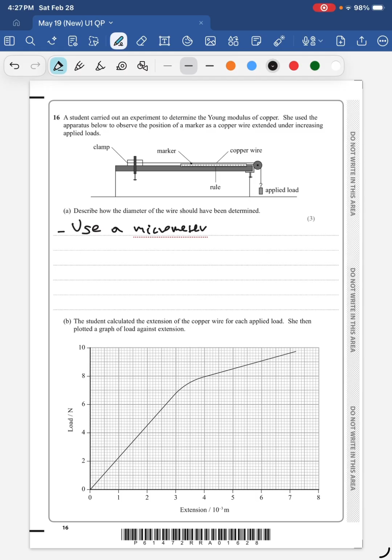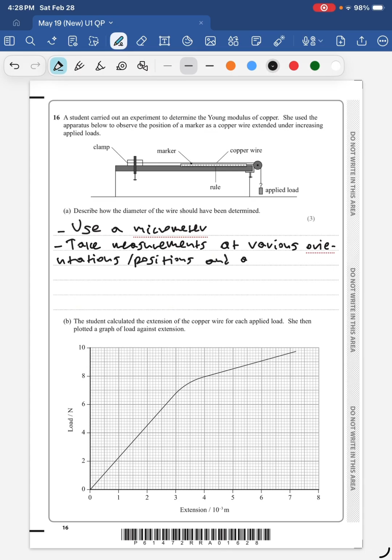That's the first. Take measurements at various orientations or positions and average. Okay, so this is it. I mean, there's nothing else you can do.